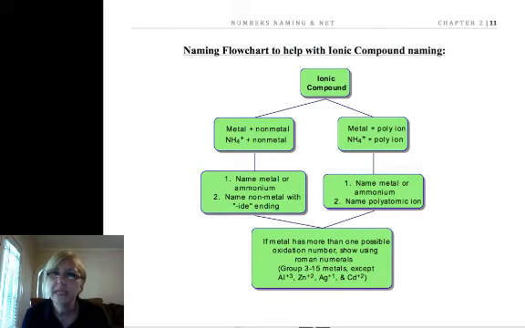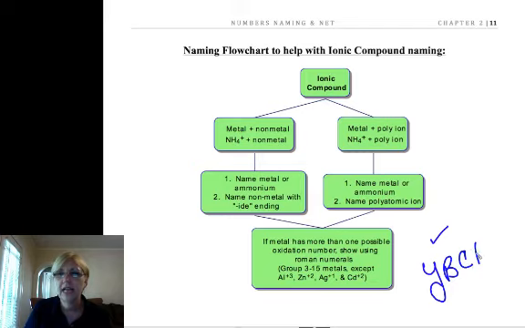All right, I'm going to be giving you a full naming flowchart in class. This gives you a portion of it that summarizes what we have done so far in terms of naming ionic compounds. All right, so I'll leave you at that. Good reference for class.